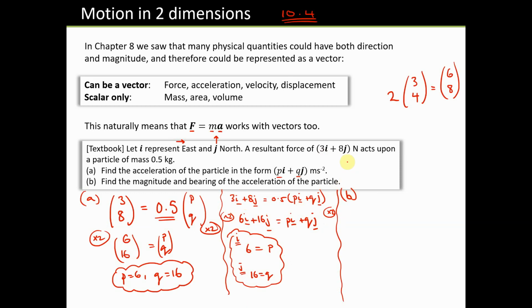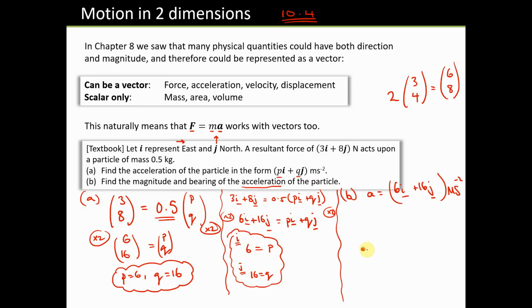And then we need to find the magnitude and the bearing of the acceleration of the particle. So of the acceleration, we're going to be using the vector we've just found. The acceleration equals 6i plus 16j meters per second to the minus 2. Let's do a quick drawing of that.